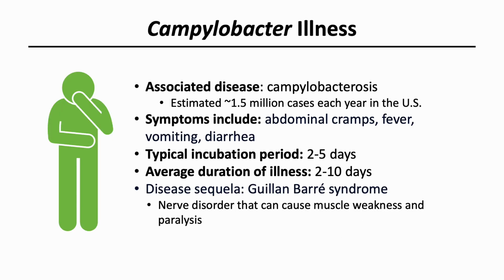Campylobacter causes an estimated 1.5 million cases of foodborne illness in the U.S. each year. Common symptoms of campylobacteriosis include abdominal cramps, fever, vomiting, and diarrhea. The typical incubation period of Campylobacter is 2 to 5 days, and the disease is generally self-limiting, with symptoms typically lasting between 2 and 10 days. However, in a handful of cases, persons with Campylobacter infections may develop a disease sequela known as Guillain-Barré syndrome, which is a long-lasting nerve disorder that can cause muscle weakness and paralysis.